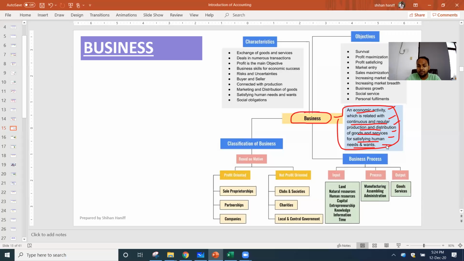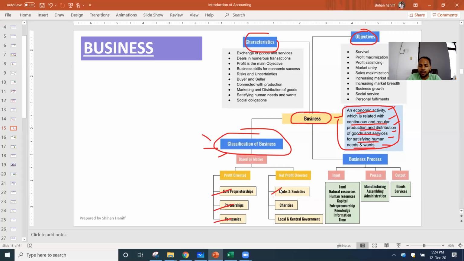What is meant by business? The objectives, the characteristics, the different types of businesses, classification based on different categories, like sole proprietorship, partnership, companies, clubs, charities, government organizations, and also the business process: input, process, output of a business. Here, accounting is done for a business. The economic decision is made not for a family, not for any other thing. It is for a business.